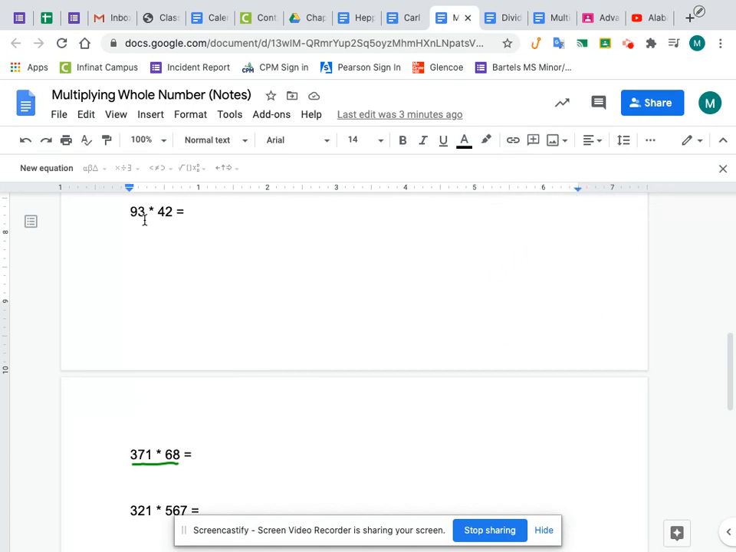And the last example that we have is 321 times 567. Now, it doesn't matter. We can put the bigger one on top if you want to, but it's not necessary. So 321 times 567. Starting my multiplication, 7 times 1 is 7. 7 times 2 is 14, carry my 1. 7 times 3 is 21. Plus 1 is 22. Cross out that 7. Put your 0 to hold your place value.